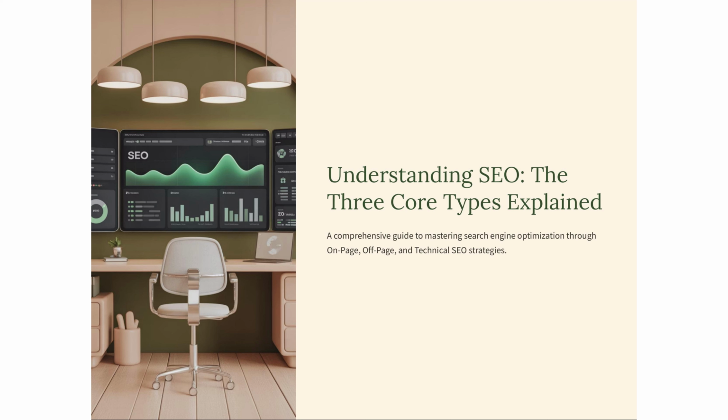Search engine optimization is divided into three core types: on-page, off-page, and technical search engine optimization. On-page search engine optimization focuses on optimizing individual pages for keywords and content quality. Off-page search engine optimization involves building backlinks and social signals. Technical search engine optimization ensures your site is crawlable and fast. Mastering these strategies is essential for improving search engine rankings.